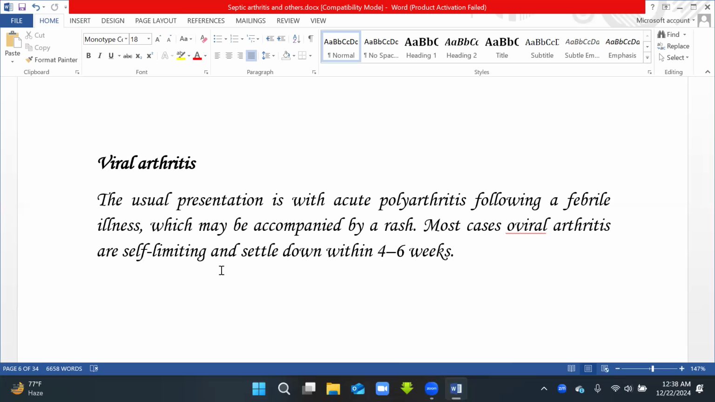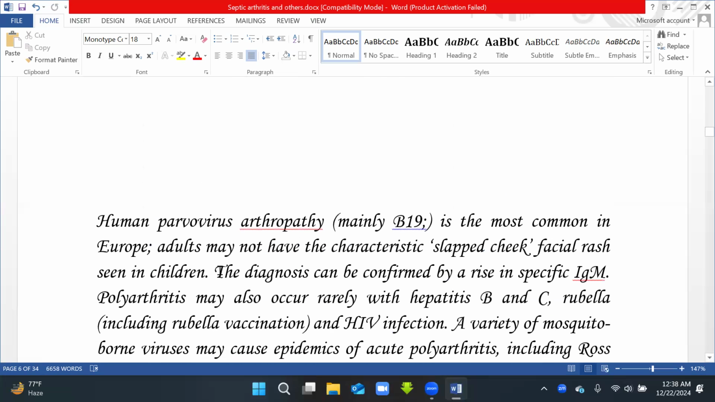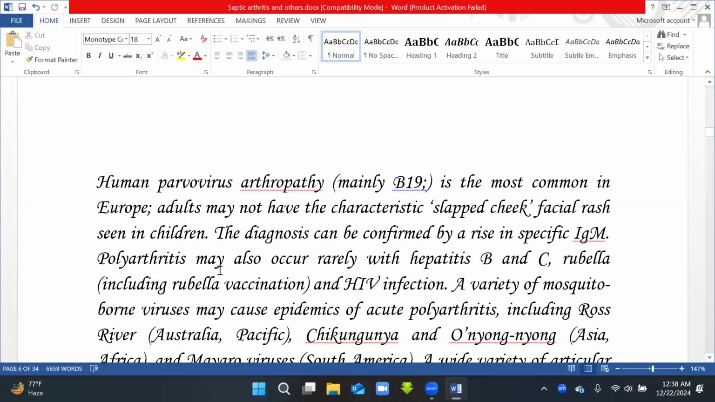Although we know viral infections are self-limited, and within 1 month to a month and 2 weeks, they should be able to resolve. So when there are certain viral infections, the persons may come down with arthritis, and that's known as viral arthritis. One of those viral infections is the human parvovirus arthropathy, that is the parvo B19 virus.